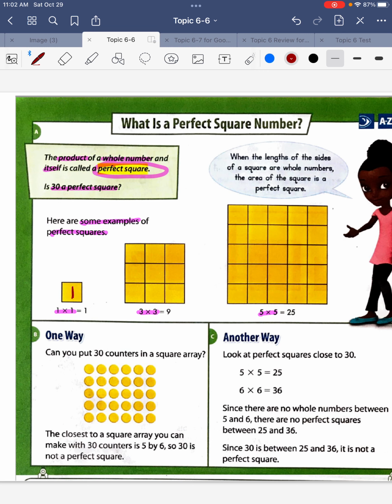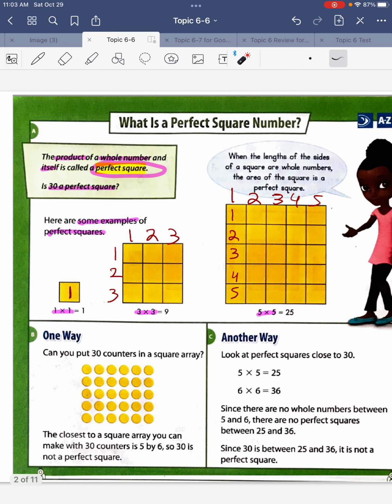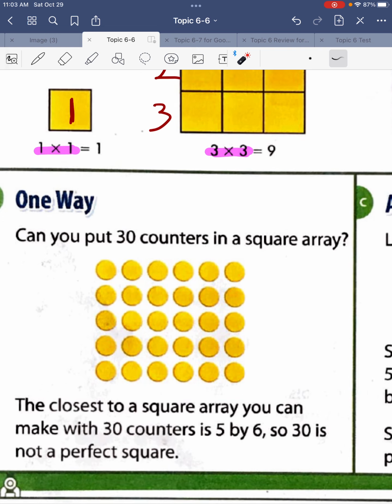You also know because it has the same number of squares on each side. I have 1 square. Here I have 1, 2, 3, and again 1, 2, 3. I have 3 on both sides. For 5, I have 1, 2, 3, 4, 5, and again 1, 2, 3, 4, 5. I have 5 on each side, the top and the side. Those are perfect squares. On the bottom, it says, can you put 30 counters in a perfect square?